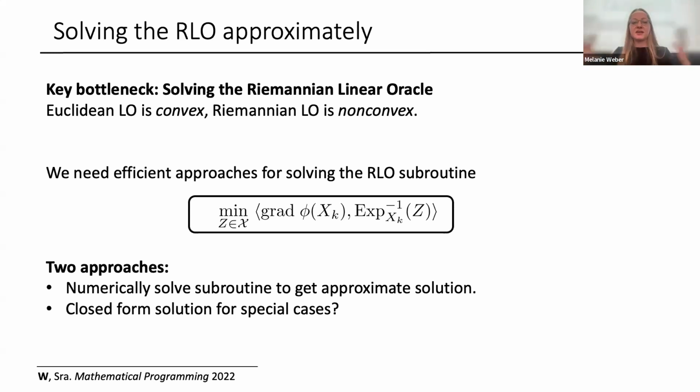So two possible approaches that we can consider are to either solve the subroutine numerically. If we solve it numerically, we will likely not get an exact solution, but only an approximate solution. So there we have to carefully keep track of the approximation error that we introduce in each iteration of the overall algorithm. Or we could try to find analytic solutions for that subroutine, which of course would be much preferable to having only an approximate solution.